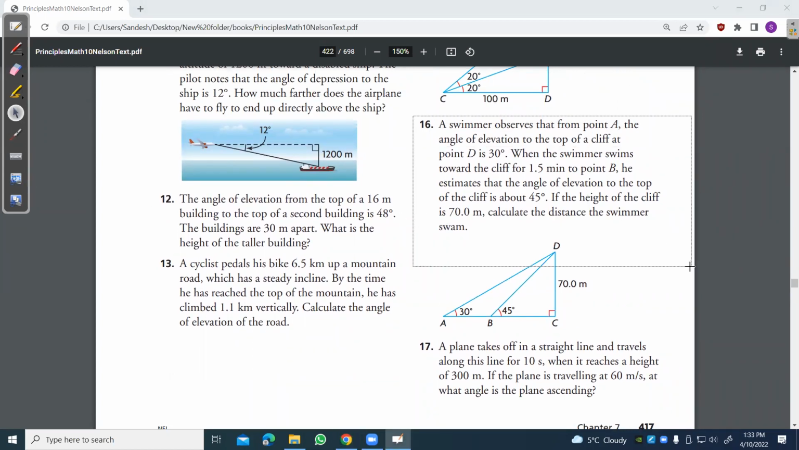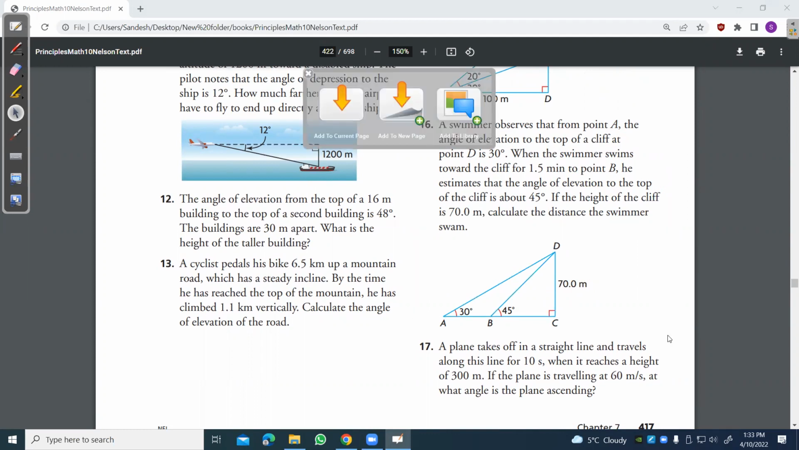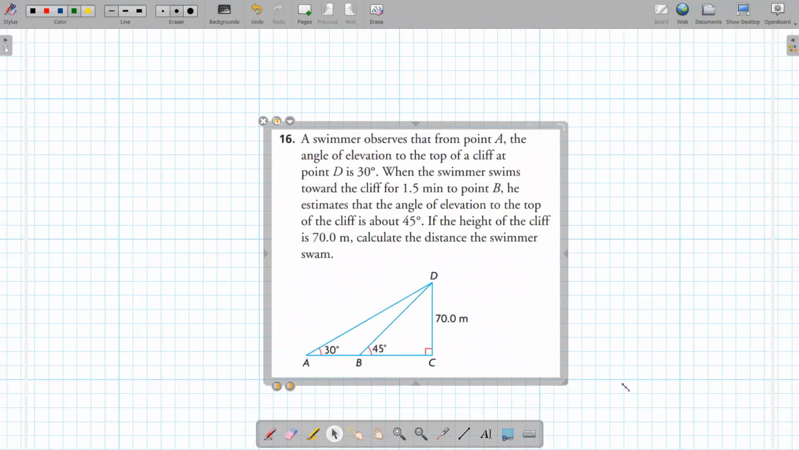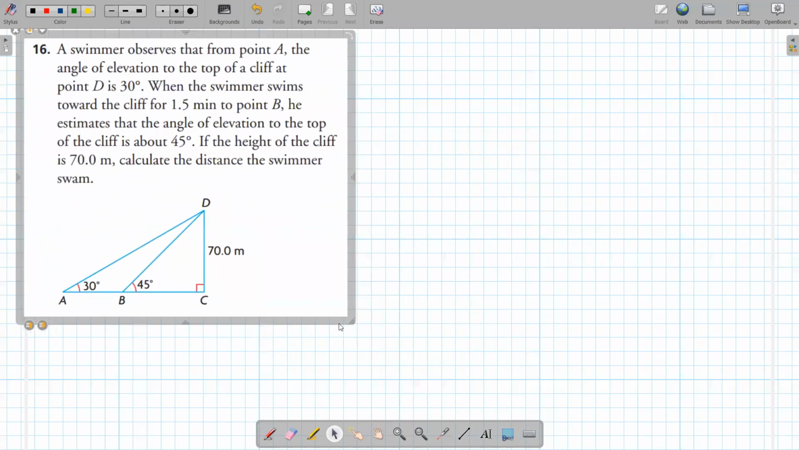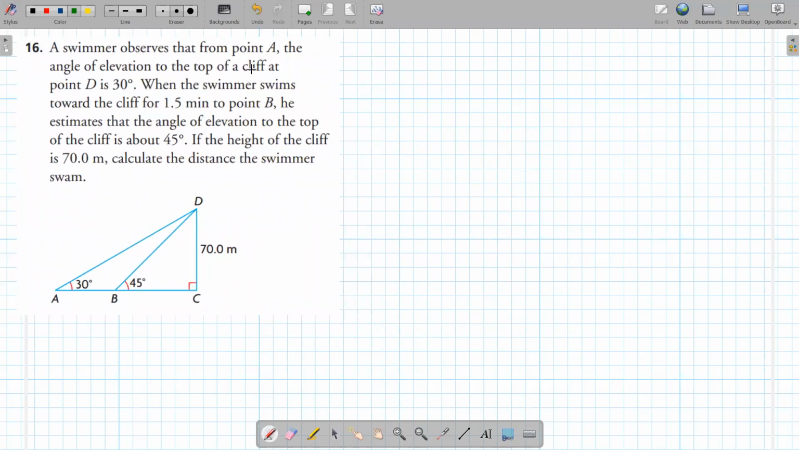I don't know if this diagram has anything to do with this. Looks like it does. All right, the swimmer is at point A. He's looking at some point D. The swimmer swims towards the cliff for 1.5 minutes, so from here to here, he swam for 1.5 minutes. And now he's looking at the top of the cliff again, but the angle is different. The height of the cliff is 70. Calculate the distance the swimmer swam.